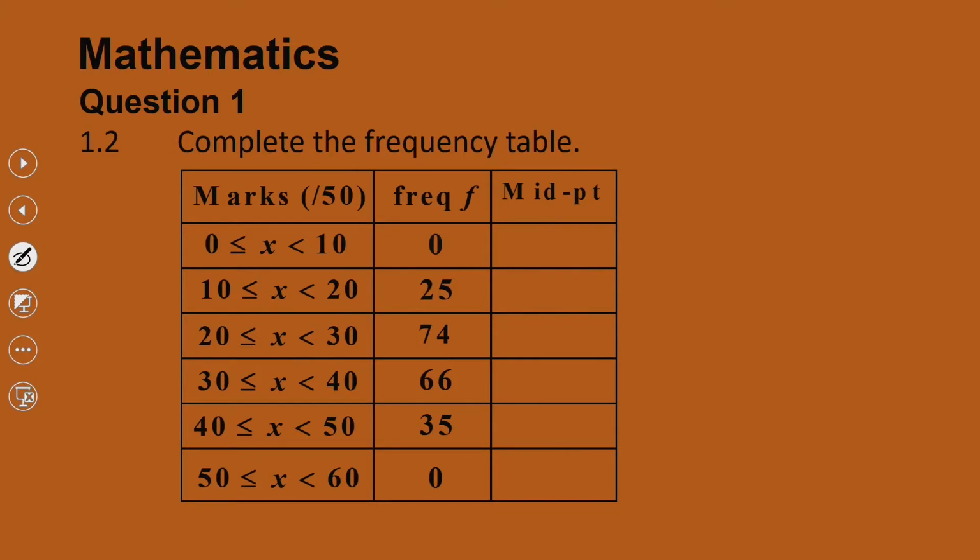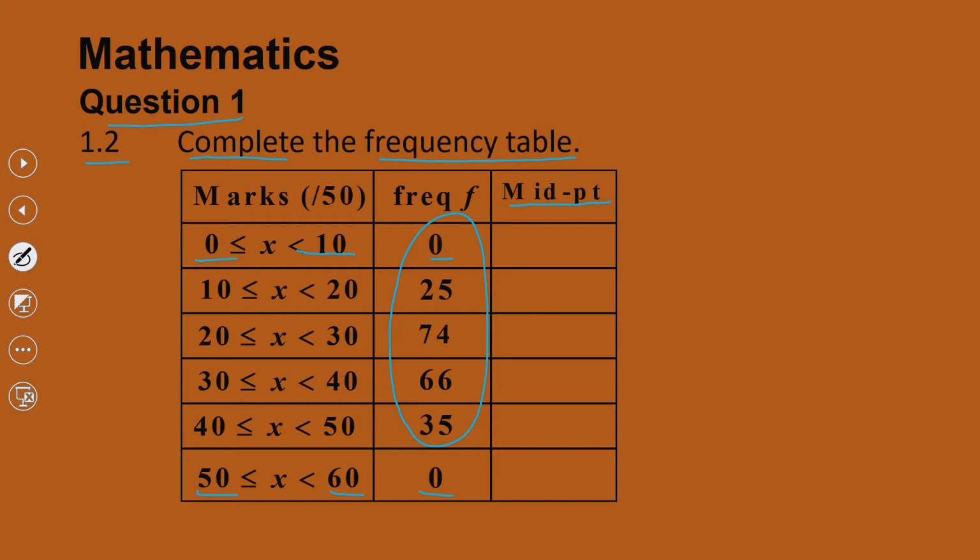So to be able to do that, we will look at a question which says 1.2, complete the frequency table. It's the same one, but now pay attention that we start from 0 up to 10, which there we had 0. We end at 50 up to 60, which is also 0. The rest of the information is still the same. Right. Now, what is the next step? Is to calculate the midpoint. How do we calculate the midpoint?